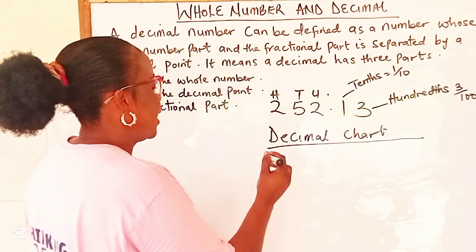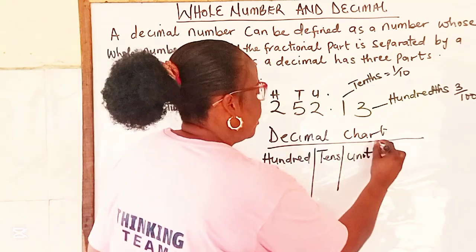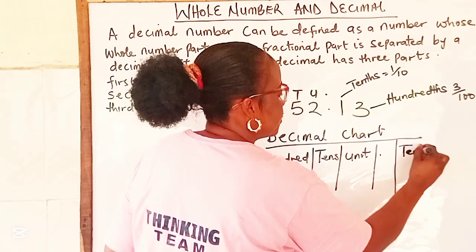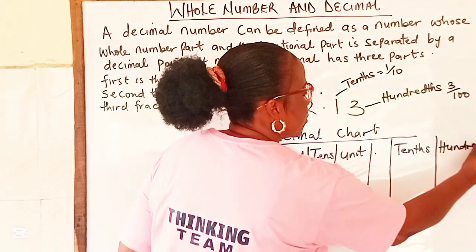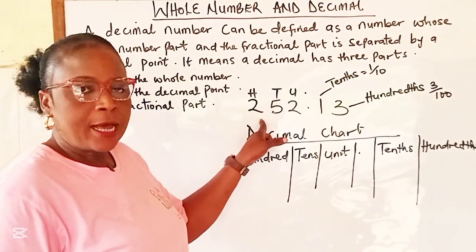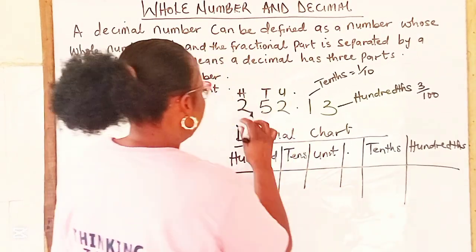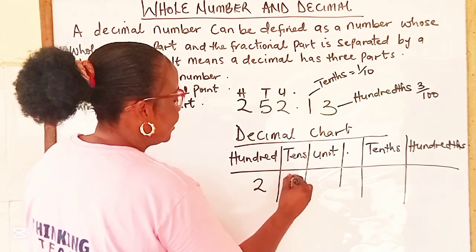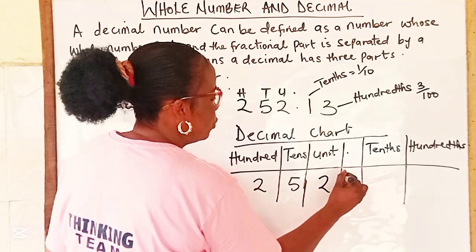These are decimal charts. The first one is hundreds. Then we have our decimal point. We have our tenths. And we have our hundredths. Then our 2 will be here. These are hundreds. 5 is our tens. Units is our 2. Then we have our decimal point.